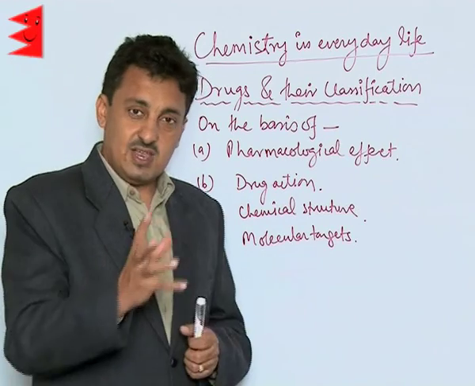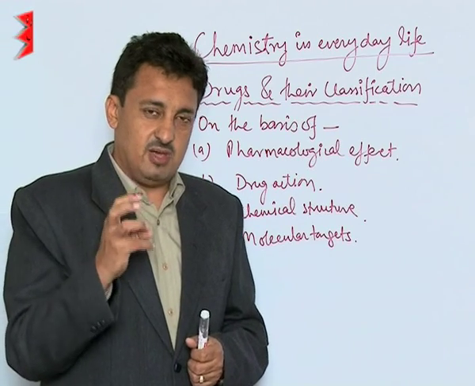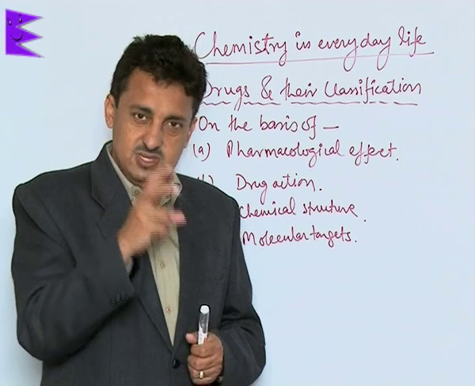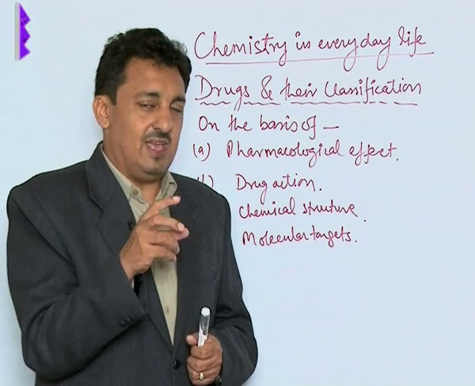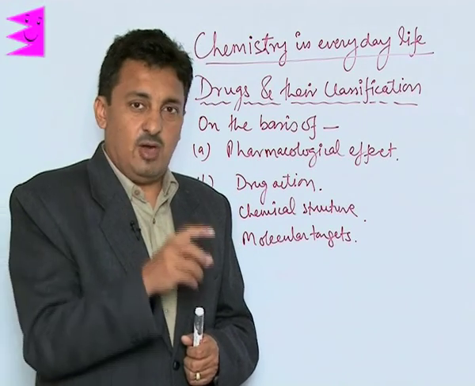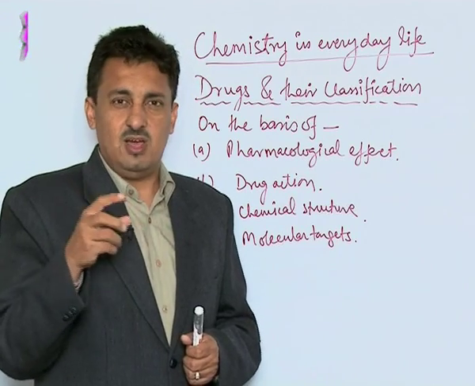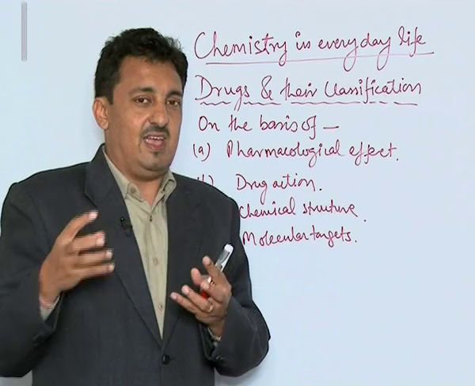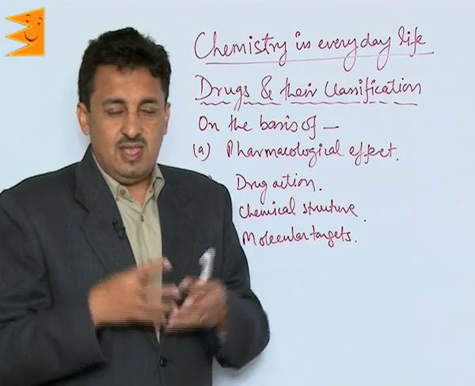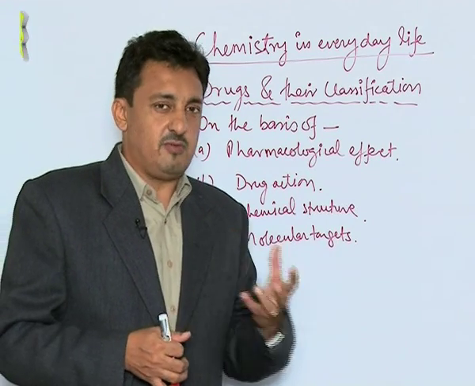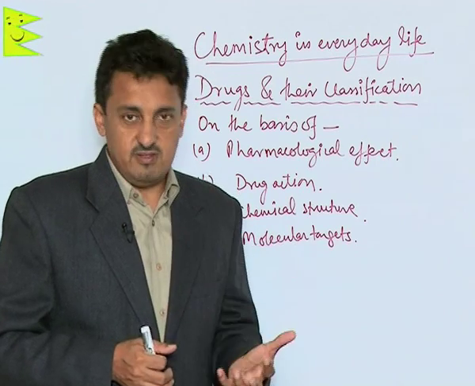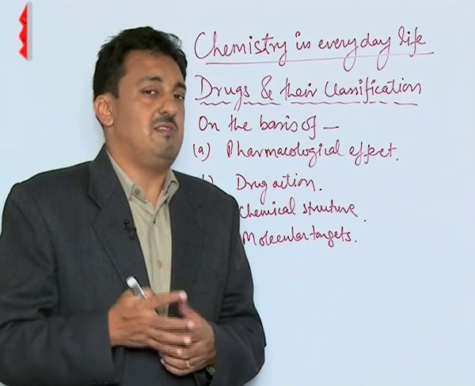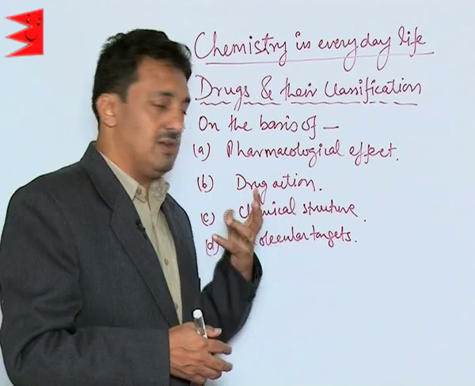Then molecular targets. Which particular type of molecular system or molecules do we want to target? Like we want to target carbohydrates, lipids, or some proteins. Those targets can decide the classification of the drugs. The drugs for carbohydrates will be different from the drugs taken for targeting proteins. So that is how we can also classify the drugs on the basis of the molecular targets they have.